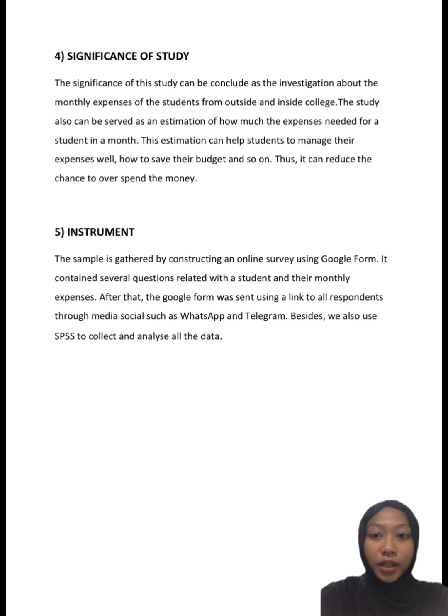Number 5 is instrument. The sample is gathered by constructing an online survey using Google Form. It contains several questions related to students and their monthly expenses. After that, the Google Form was sent using a link to all respondents through social media, such as WhatsApp and Telegram. Besides, we also use SPSS to collect and analyze all the data.